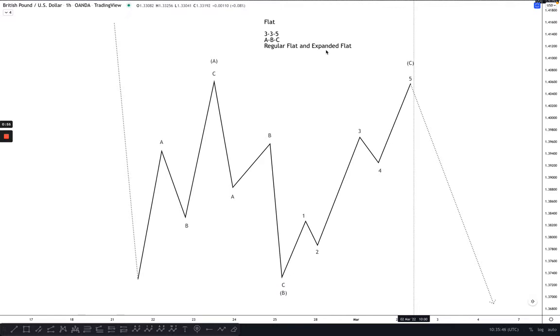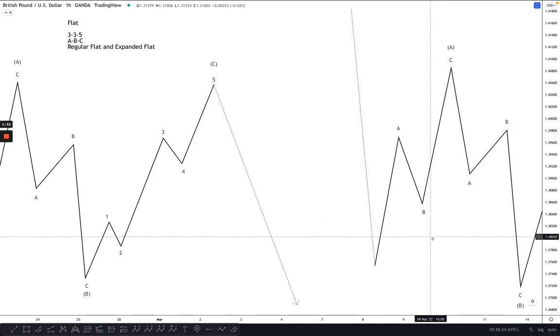With the regular and the expanded flat, the subsequence is subdivided in 3, 3, 5. So wave A would be in a three-wave sequence, so that'll be ABC. It can also be a WXY. Wave B would also be in a three-wave sequence, so that'd be ABC or WXY. And then wave C would be in a five-wave sequence, which is obviously 1, 2, 3, 4, 5. What you'll usually see is that wave B would meet the original point of wave A, and wave C would meet the extreme point of wave A.